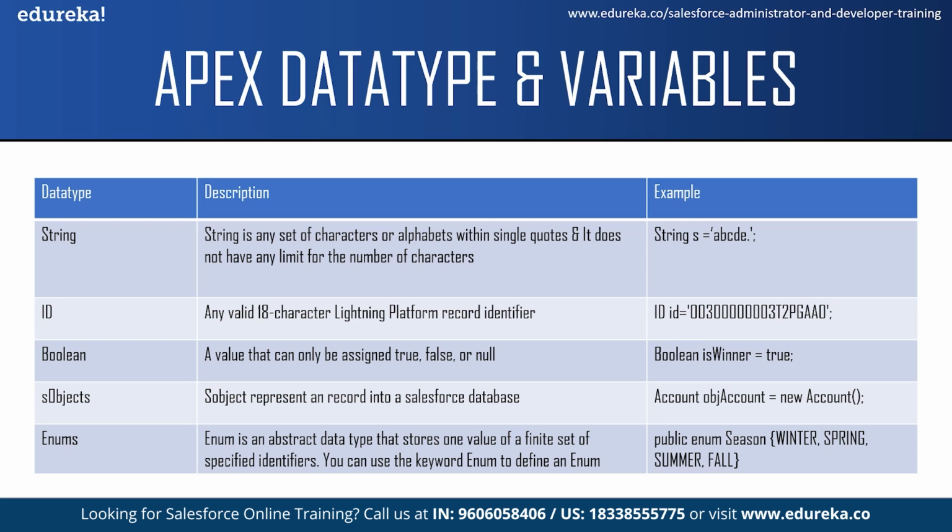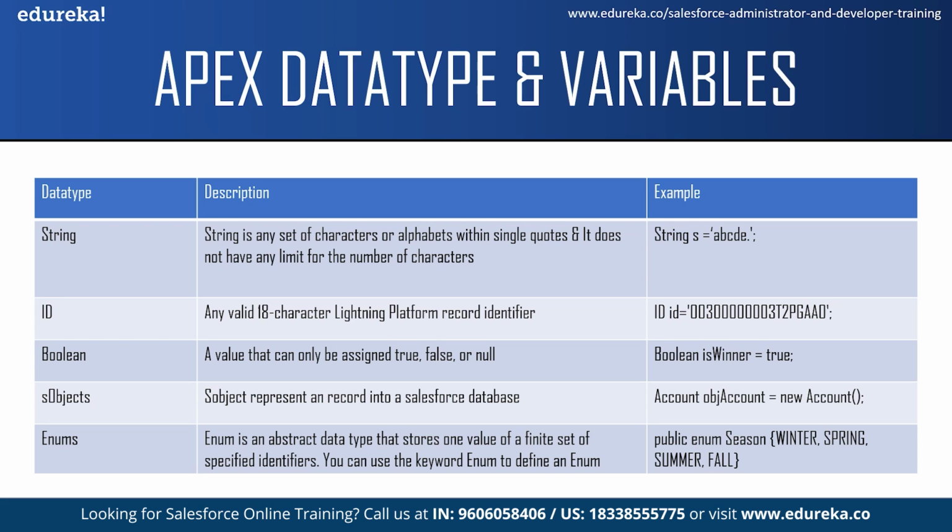Followed by the string data type, we have the ID data type. ID is used to store the ID of a record. As we know, all records will have a unique ID, so in order to perform any operation on that record, we need to use its ID. ID in Apex is any valid 18-character Lightning Platform record identifier. If you set an ID to a 15-character value, Apex automatically converts the value to its 18-character representation. Here you can see the example of an ID, which is 003 followed by a number of zeros, 3T2PGAAD. It is basically an 18-character Lightning Platform record identifier.